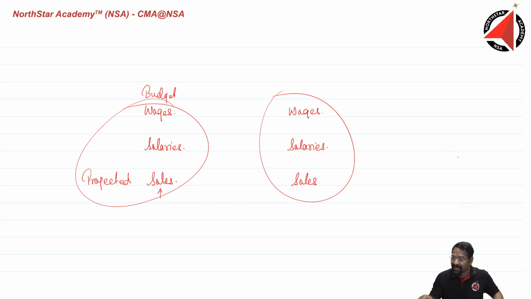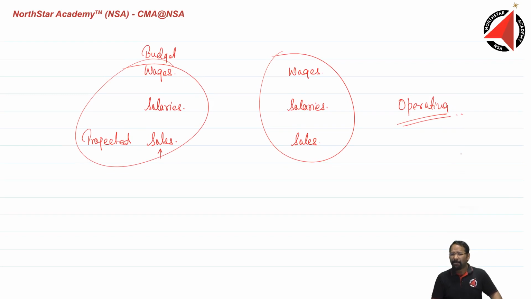So since they are so regular, we call them operating activities of the company. Fine. Operating activities of the company means, what is operating? The whole objective for which I am incorporated.